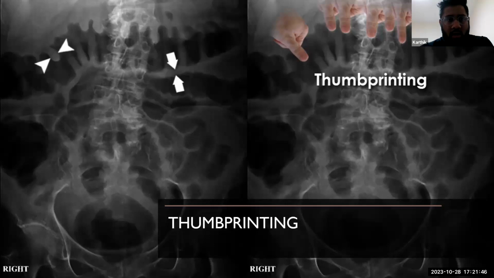Perfect. So another thing we were talking about earlier is the thumb printing sign. That basically is an indication of an infection or inflammation. You don't always see it on abdominal x-rays, but it's quite nice when you do.